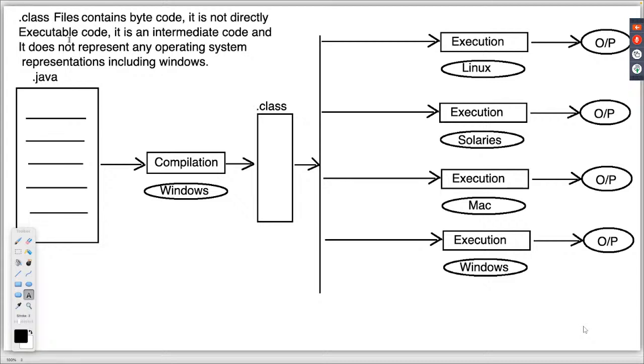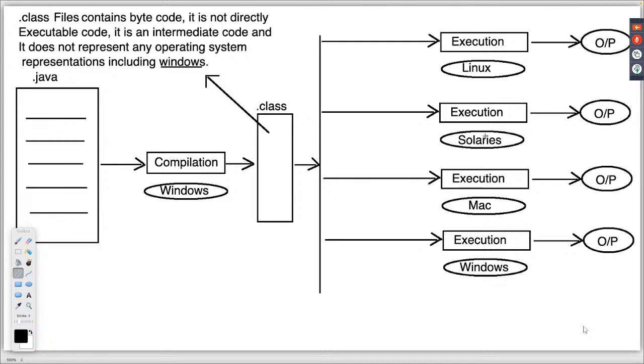Dot class files contain bytecode. It is not directly executable code. It is an intermediate code, and it does not represent any operating system representations, including Windows. Why? Because we have taken Windows for compilation. Even though we compile our Java program in Windows, still it doesn't represent Windows representations. It is not representing any operating system representations. But there is a question now. There is a problem here. The dot class file we are getting, I have to execute it on Linux operating system or not?